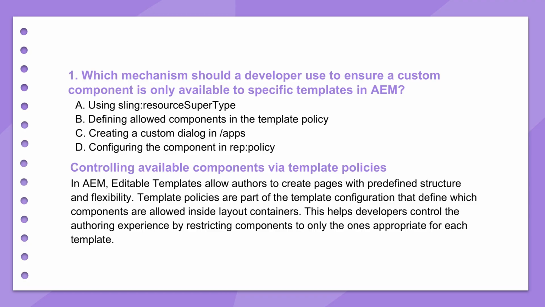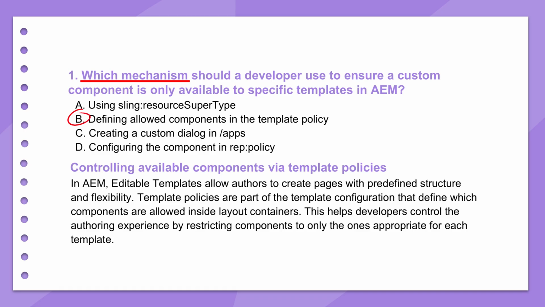The first question tackles something pretty important for keeping control over the authoring experience. Okay, first one. Which mechanism should a developer use to ensure a custom component is only available to specific templates in AEM? And the answer we're looking at is B, defining allowed components in the template policy. Template policies. Okay, yeah, you hear that term a lot. So just break it down. Why is that the best way, defining them in the policy?